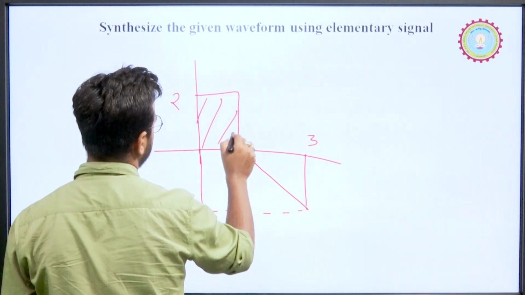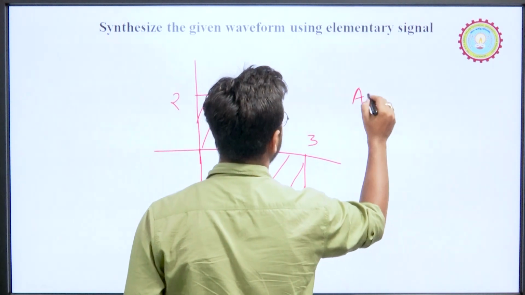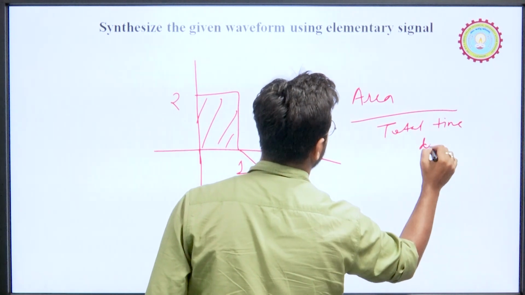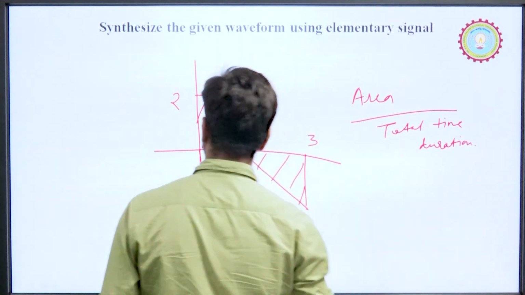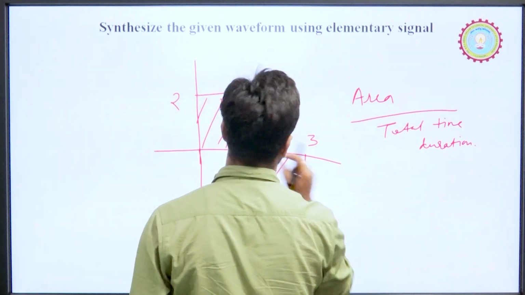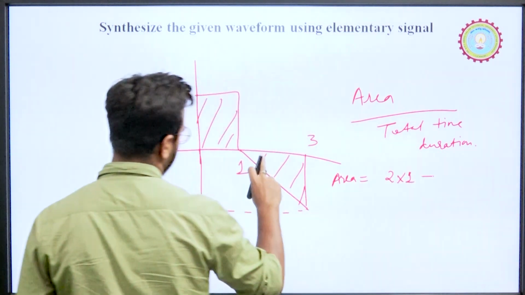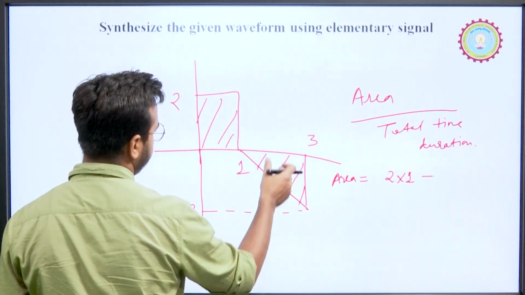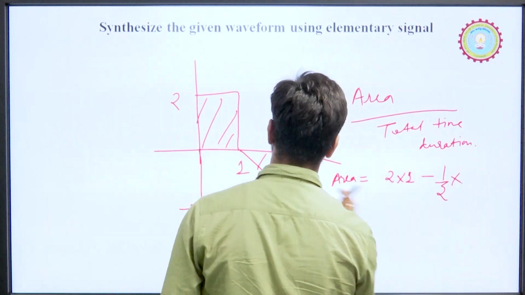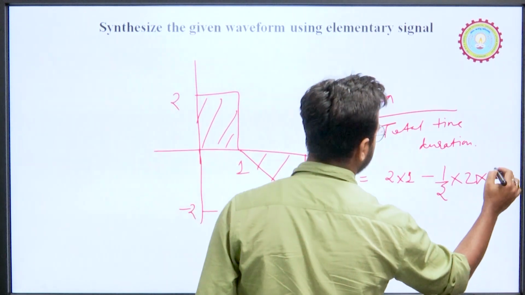Again, if you are required to find the average of this signal, how will we do it? We will find the area upon total time. So let's find the area. The area of this rectangle will be 2 into 1. Also, if a waveform is lying in the negative y axis, then this area will be a negative area. So this is a triangle, so how do you write the area of a triangle? Half into base, which is 1 to 3, that is 2, and height is basically minus 2.